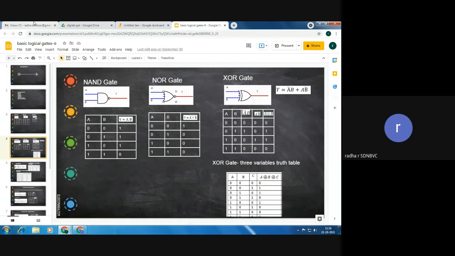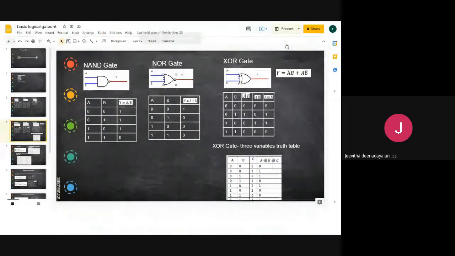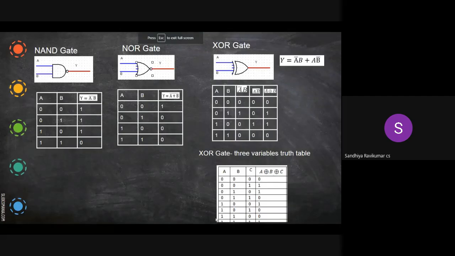Are you able to follow, girls? How we are able to write the truth table? Yes, ma'am. Yes, ma'am. Okay.